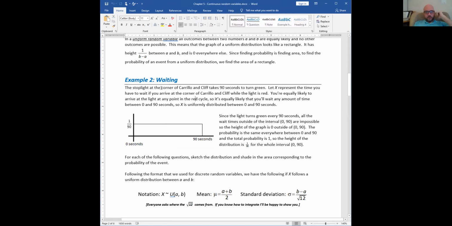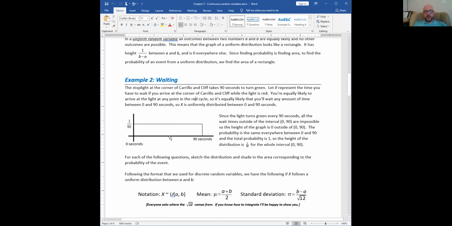All right. So a stoplight at the corner of Carrillo and Cliff Drive takes 90 seconds to turn green. By the way, this is not at all how stoplights function. It's just a very simple example. Let X represent the time we have to wait if we arrive at the corner of Carrillo and Cliff while the light is red. So in other words, we get there and the light has been red for some amount of time, right? And if it's been red for 10 seconds, then we have 80 seconds to wait because it lasts 90 seconds every time. Or if it's been red for 84 seconds, we have 6 seconds to wait because it lasts 90 seconds.